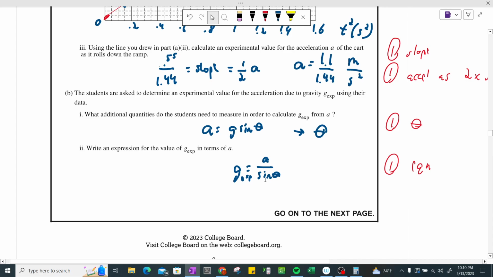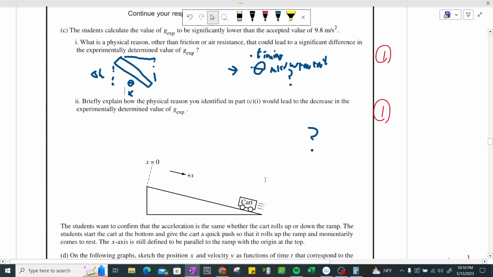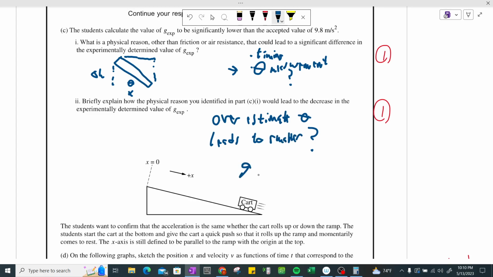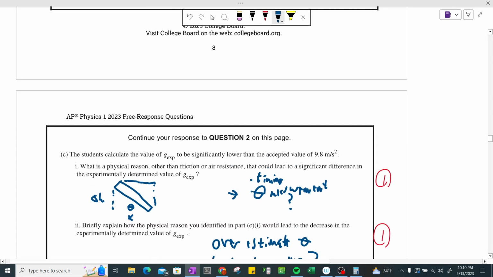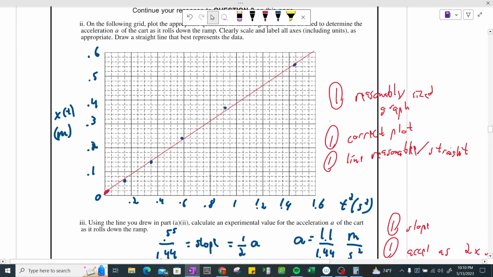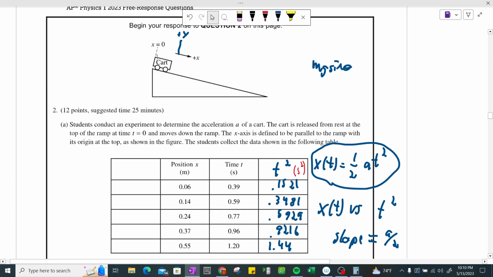So if we overestimated the angle, overestimate theta leads to smaller G experimental. And the basic reason that would be true is if you think about a ramp on the Earth versus the Moon, for example, to make the same acceleration, that ramp on the Moon has to be way steeper. So that's the only way I can really think of it, because everything else, it said no friction, no air resistance. Mass has zero effect on it, so that's not going to come into play.